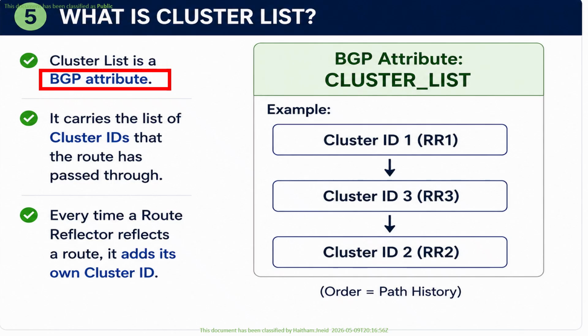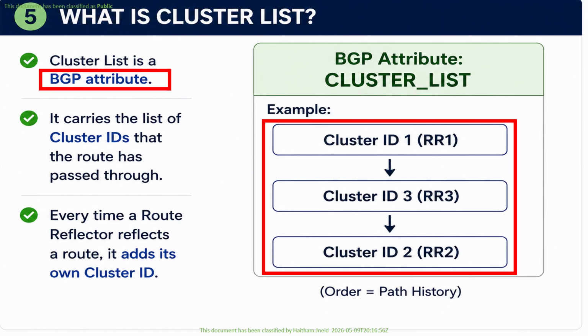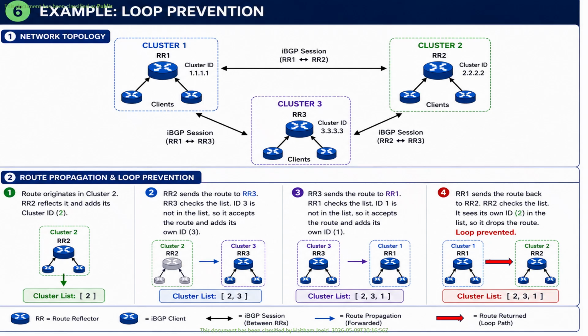Cluster list is a BGP attribute. It carries the list of cluster IDs that the route has passed through. Every time a route reflector reflects a route, it adds its own cluster ID to the cluster list. We have the following example.